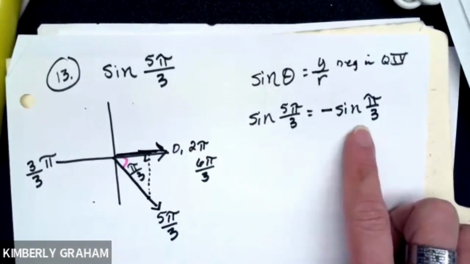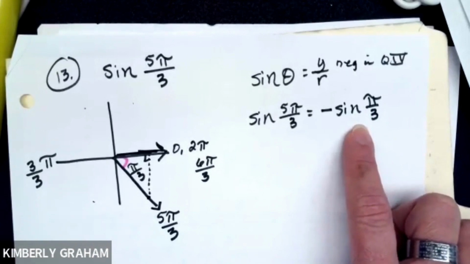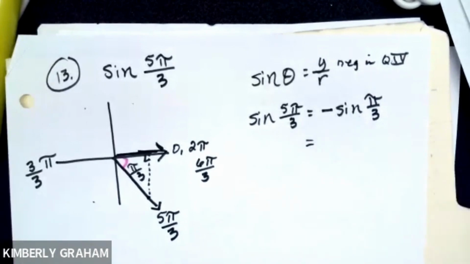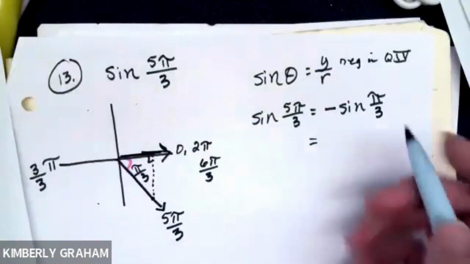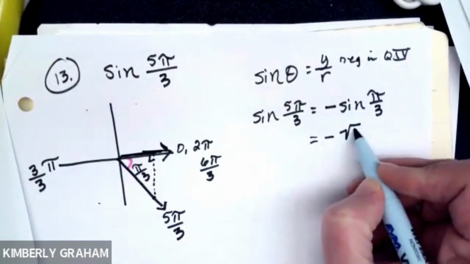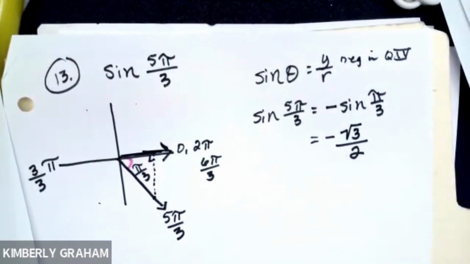In other words, I'm going to find the sine of pi over 3 and stick a negative in front of it. So the sine of pi over 3 is square root of 3 over 2, and I just need to make that negative. So negative square root of 3 over 2.